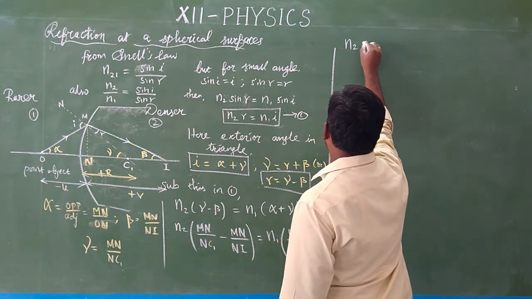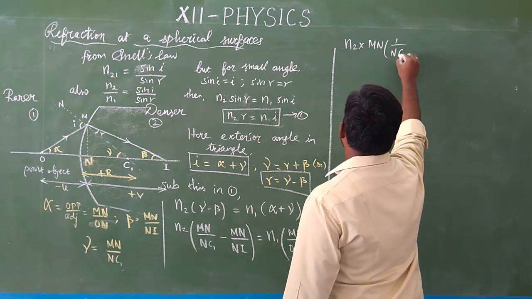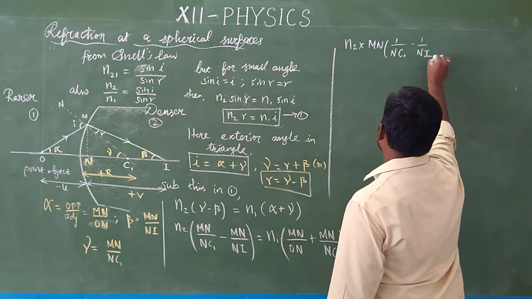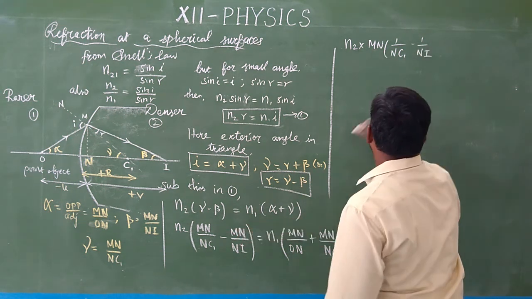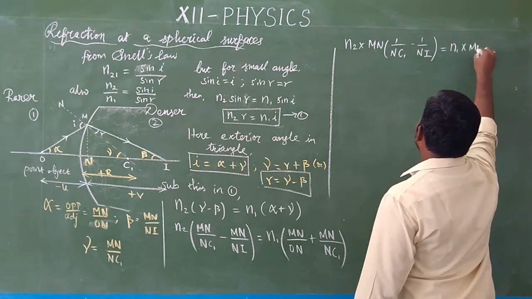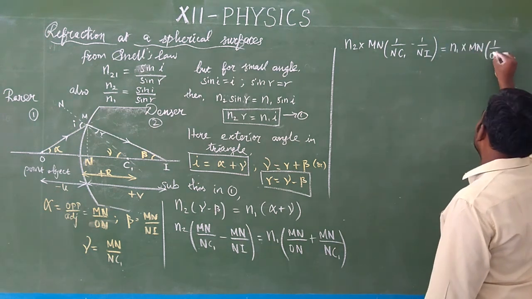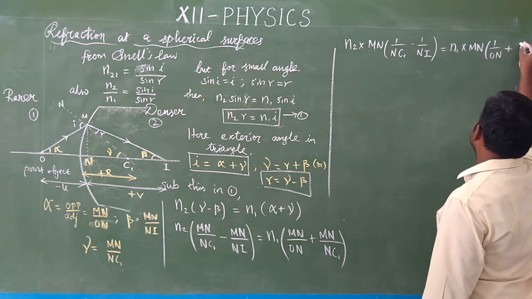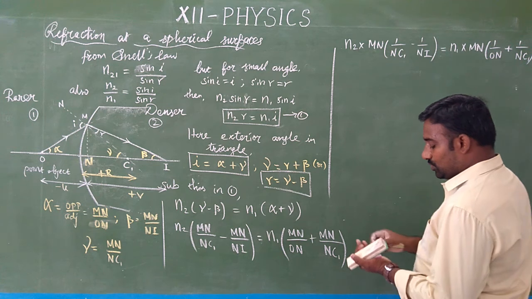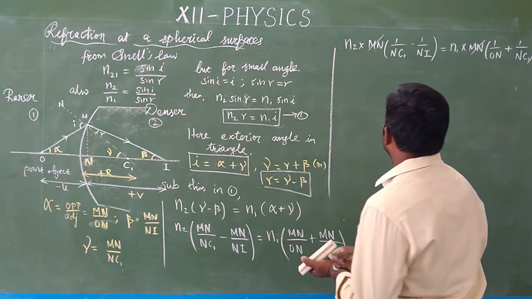N2 into Mn of 1 by Nc1 minus 1 by Ni, since we have taken the Mn outside. Similarly, in the right hand side, already N1 is there. Now you take a Mn commonly outside. Then remaining we have 1 by On plus 1 by Nc1. Okay.